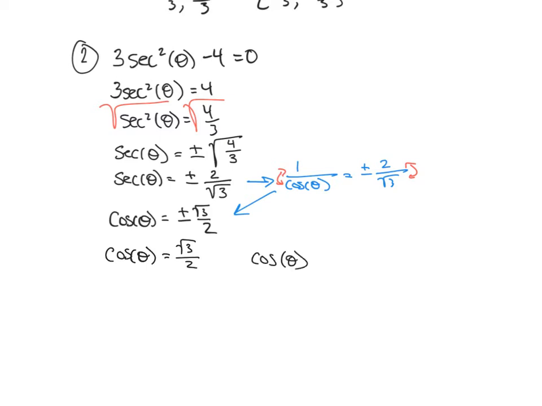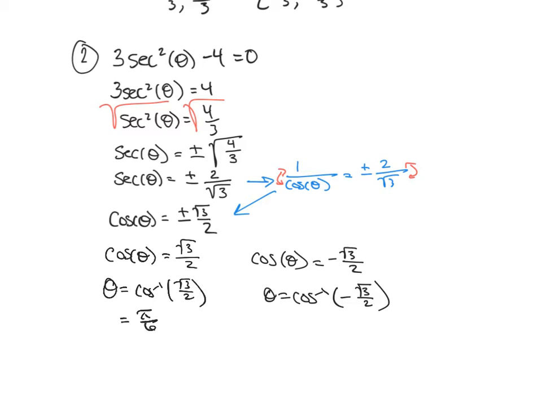So we have cosine of theta is equal to positive square root of 3 over 2, and cosine of theta is equal to negative square root of 3 over 2. So let's cosine inverse both of these. And so what we're saying is at this angle, when is our x value positive square root of 3 over 2? It's going to be at pi over 6 and 11 pi over 6.